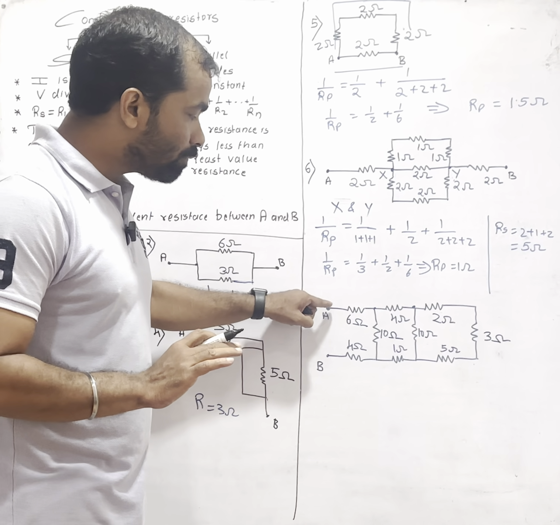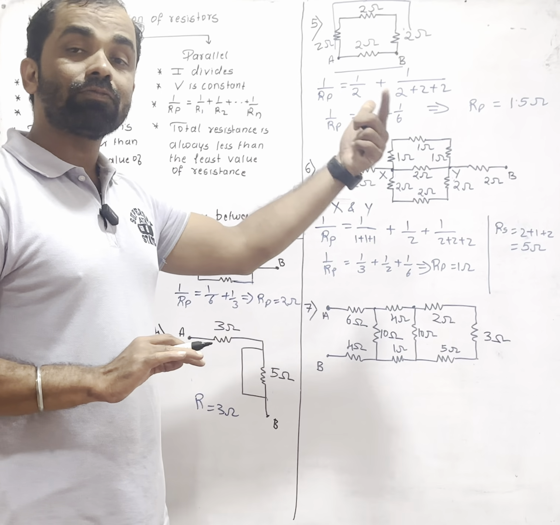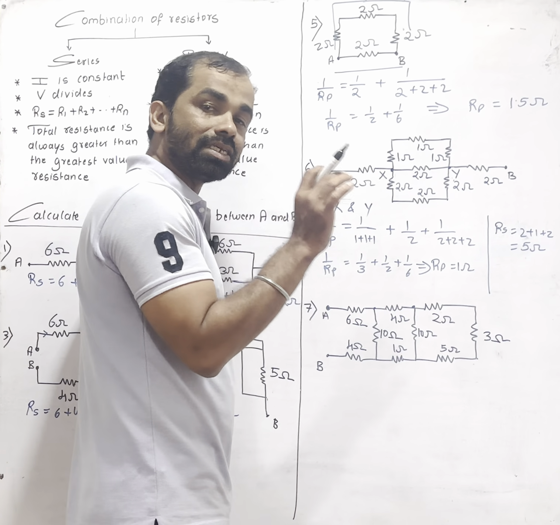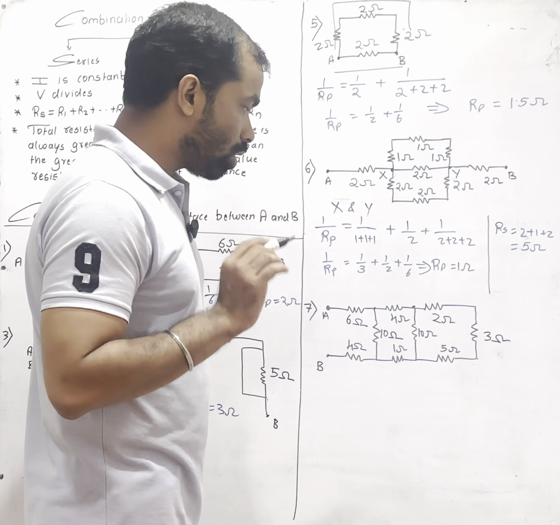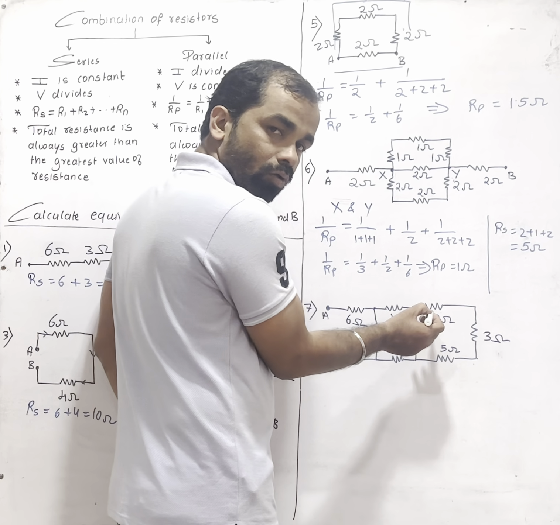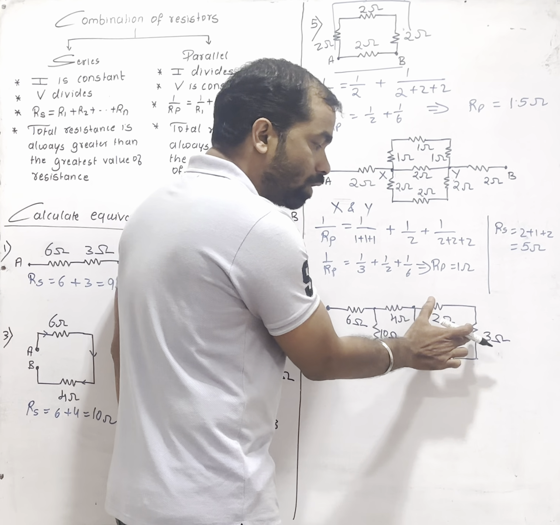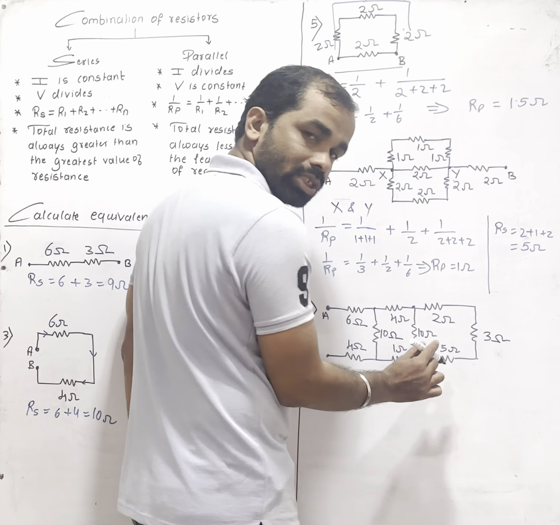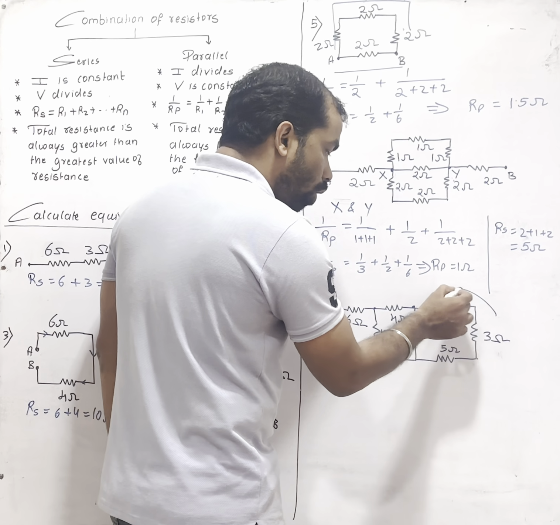So I cannot start from the complex end. I will start from the simplest end. So this end is the simplest end. Why am I saying this end is the simplest end? Because whatever current is coming over here in this 2 ohm, the same will go in 3 also, and the same will come in 5 also, because after this there is no junction. So what to do? Solve this first.